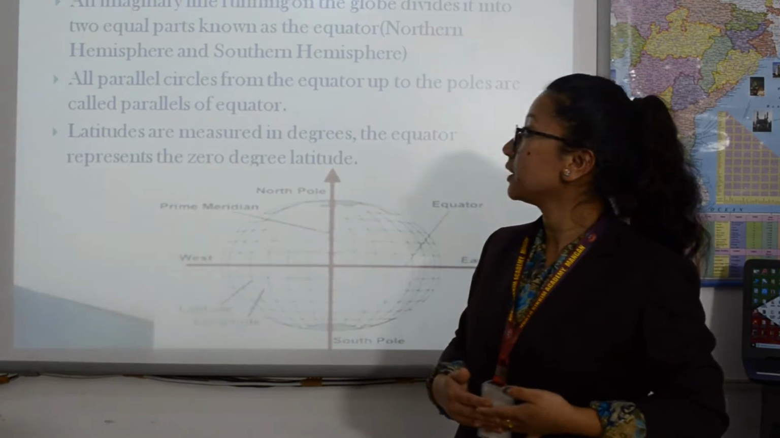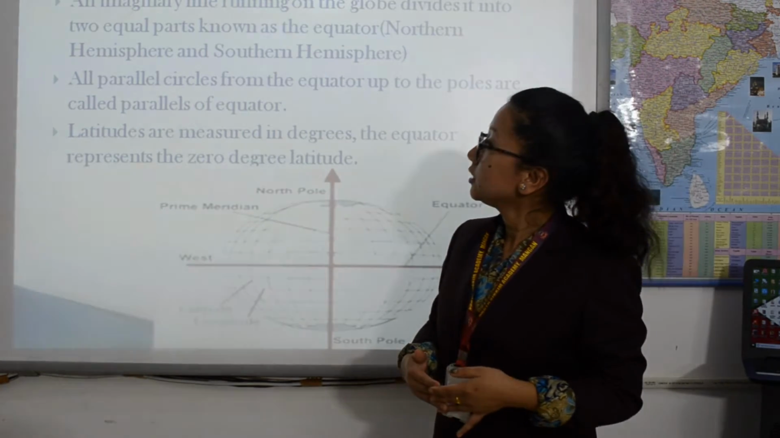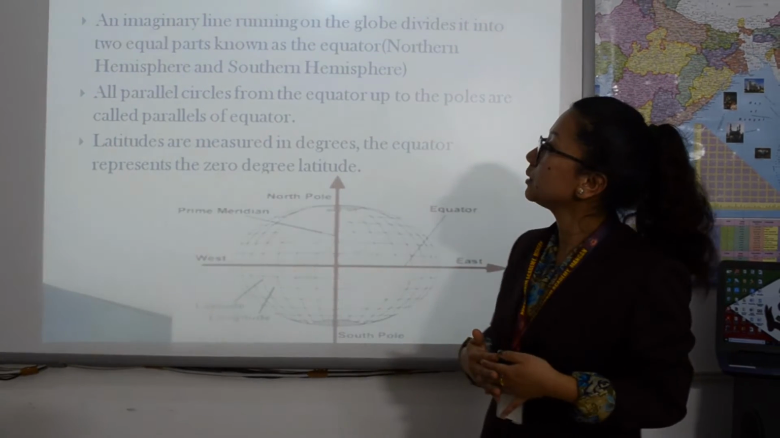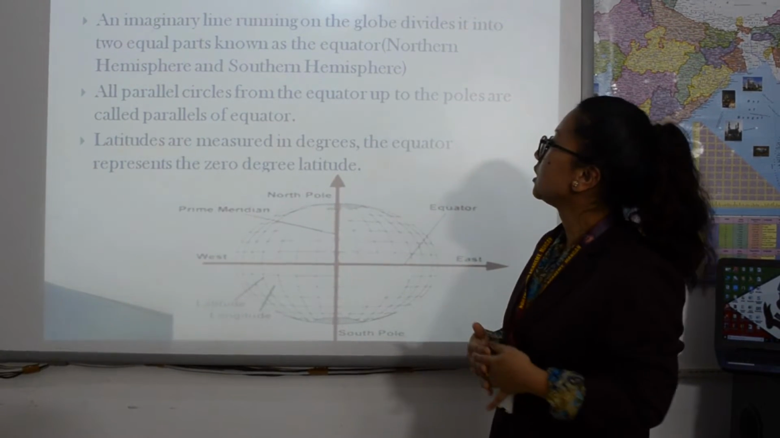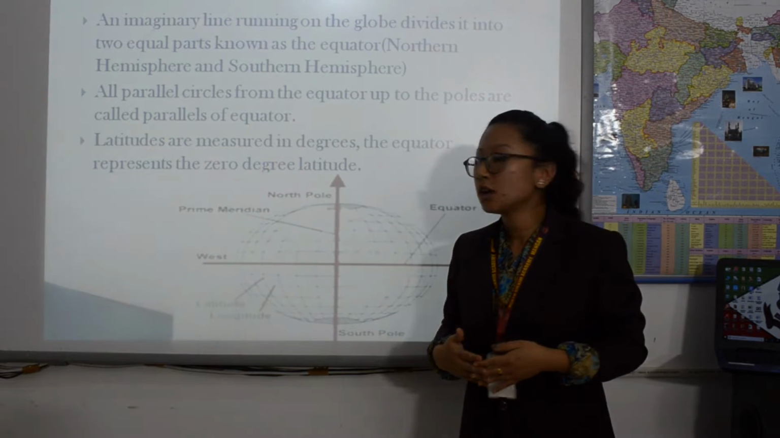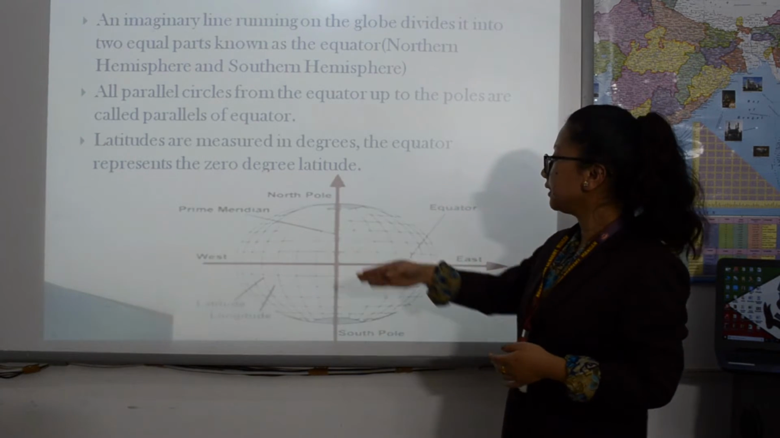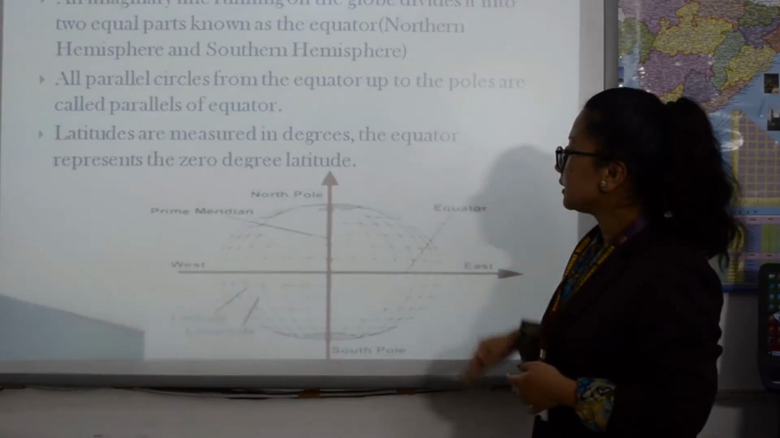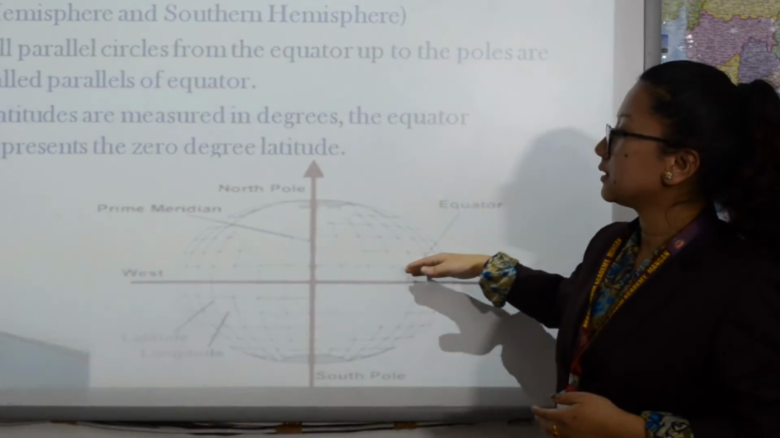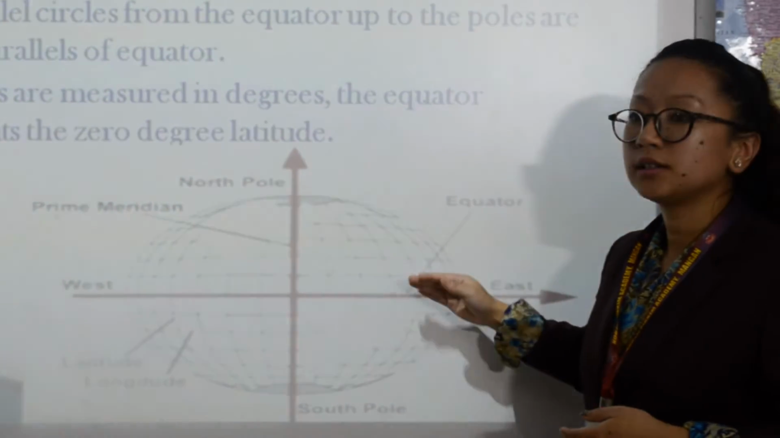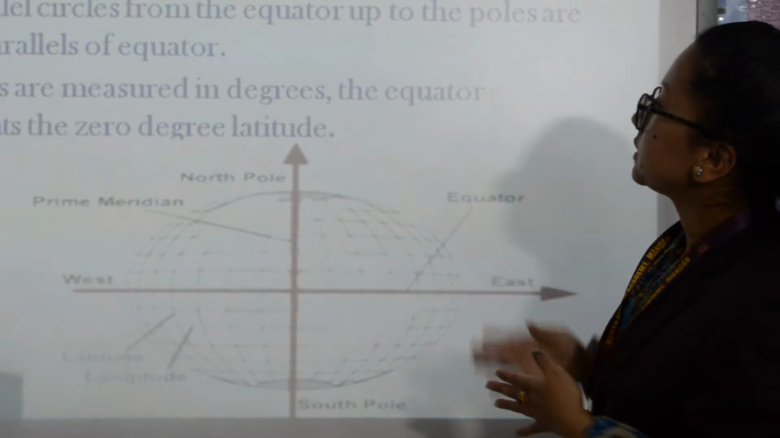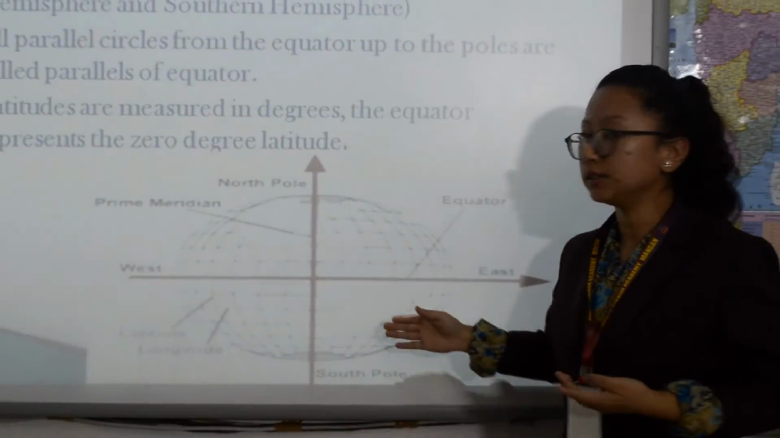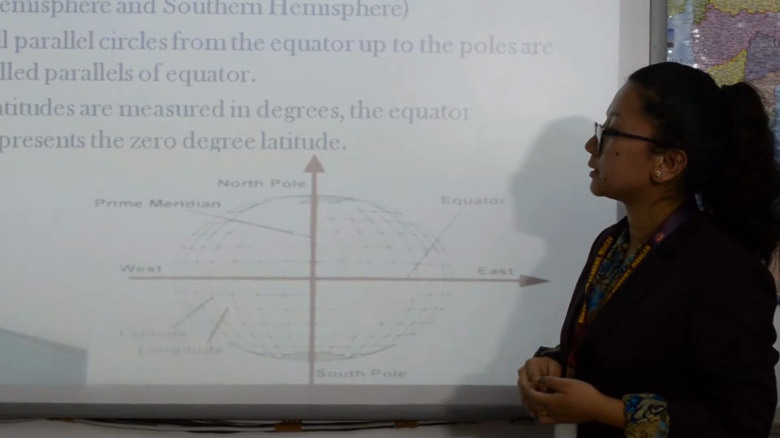So our next topic is the latitudes. Latitudes are imaginary lines running on the globe that divide it into 2 equal parts known as the northern hemisphere and southern hemisphere. As you can see in this figure, the line running horizontally over here is known as the equator, and the lines running parallel to this equator are known as parallels of equator. All parallel circles from the equator up to the poles are called parallels of equator.